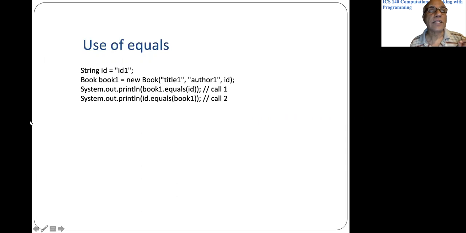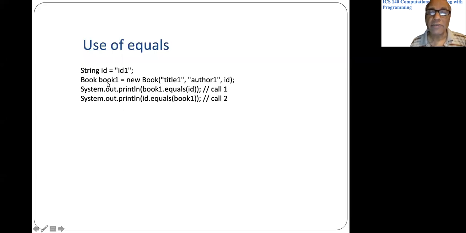The idea is that every class, like a Book or a Student or anything else, would have an override of the equals method, and that method will decide when two objects of this class are equal. So there are some things to be considered while implementing the equals method.